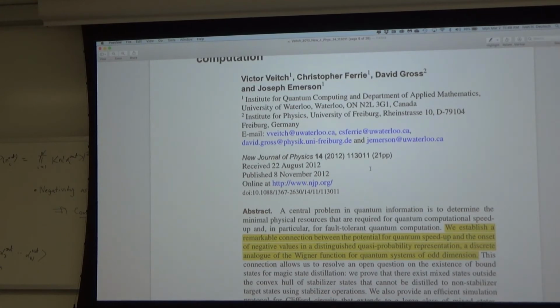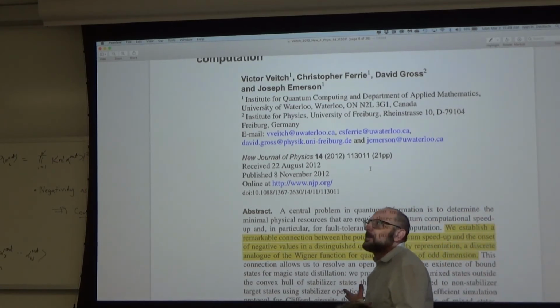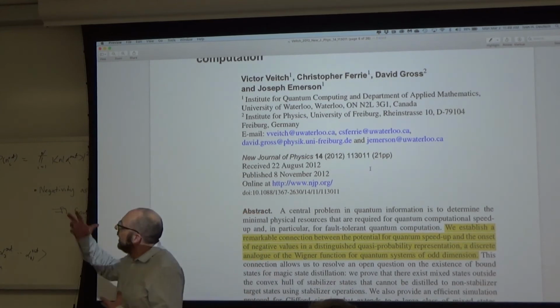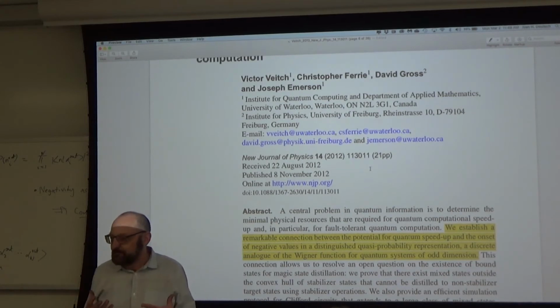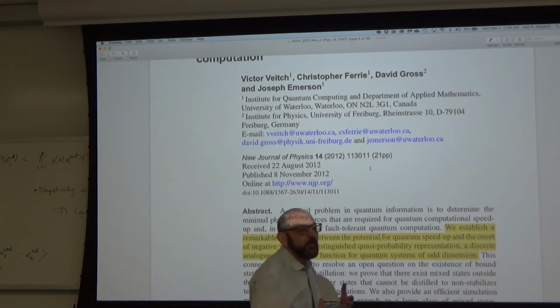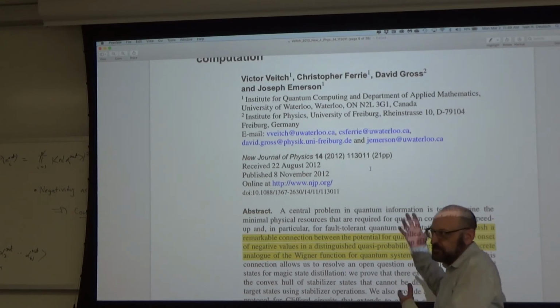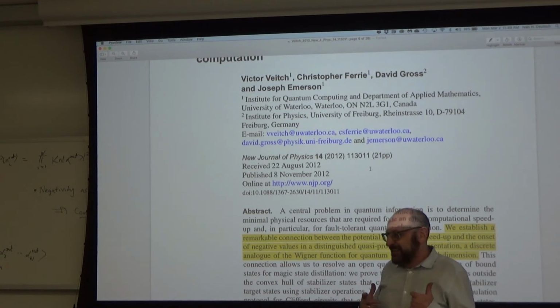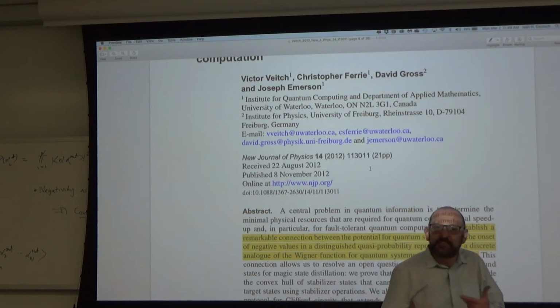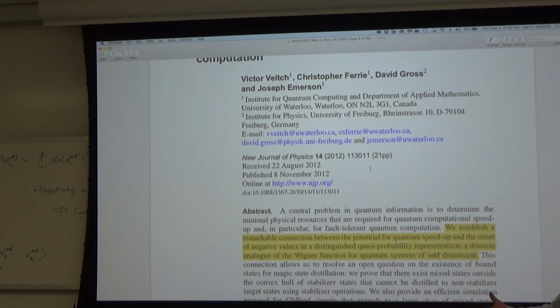But I think it's one of these things that in modern times we're really beginning to understand that this negativity in the quasi-probability representations is not just an oddity, but it's a resource in the same way that we've come to understand, as we're going to talk about in our next object of entanglement, as a resource for information processing, not just something that is a surprising aspect that distinguishes it from classical dynamics.